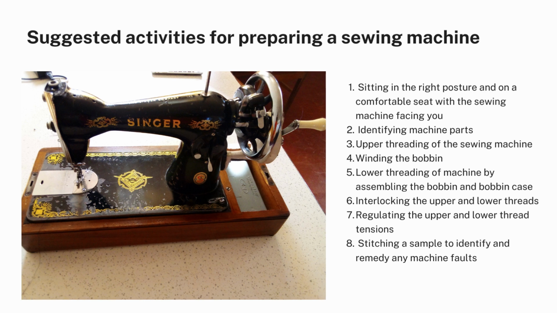The fourth, the ability to carry out upper and lower threading of the machine. Fifth, the ability to interlock the upper and lower threads. Sixth, the ability to regulate the upper and lower thread tension. And seven, the ability to identify and remedy sewing machine faults. Some of the suggested activities will require each learner to practice independently, such as the winding of the bobbin, threading of the machine, and troubleshooting of machine faults.